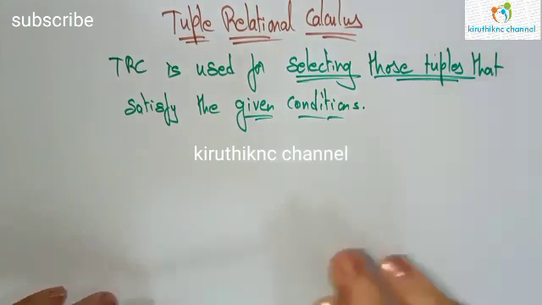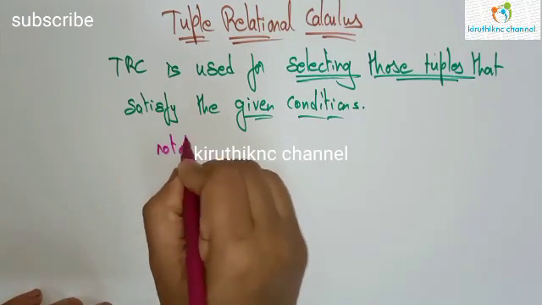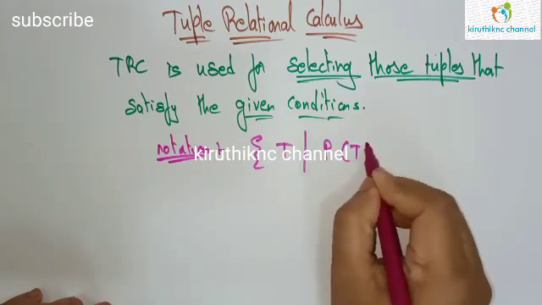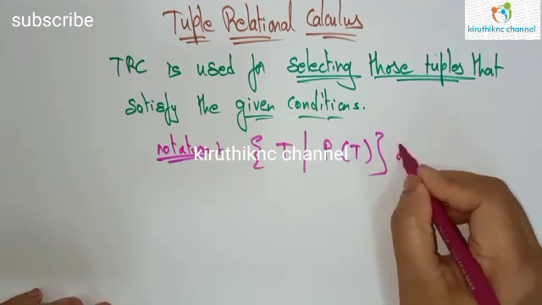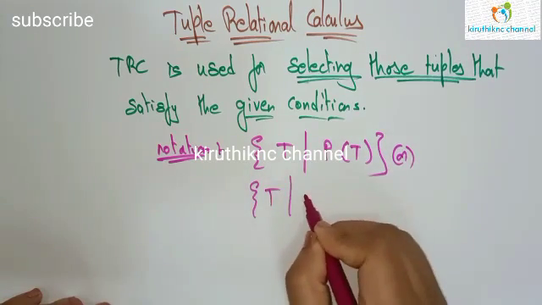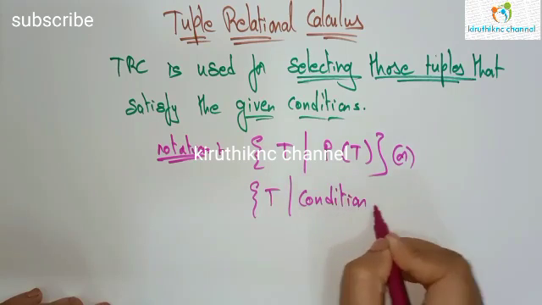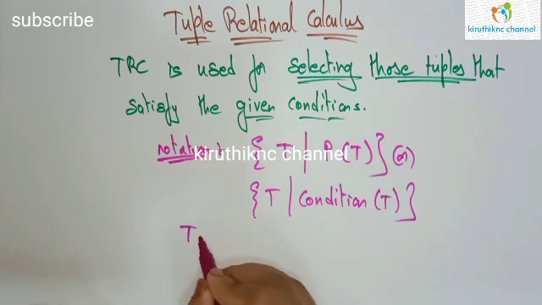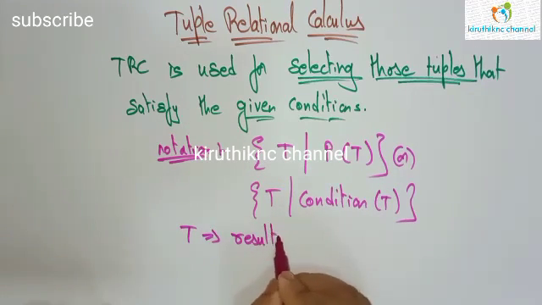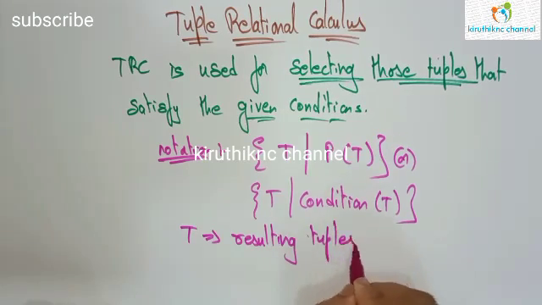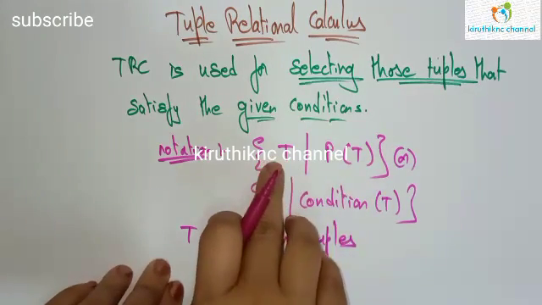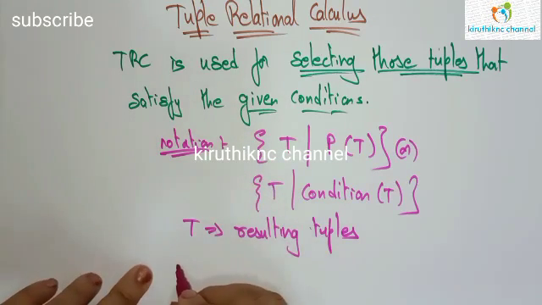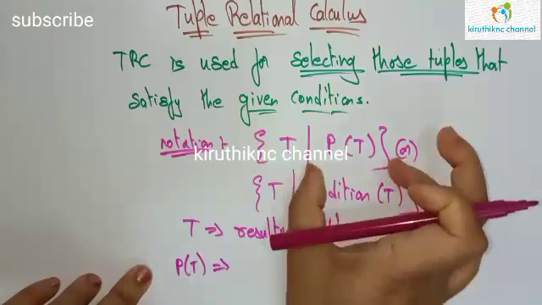Have a look at the notation, how we are going to represent the tuple relational calculus. The notation is simply {T | P(T)}, or you can write it as {T | condition}. P is nothing but the predicate, it's a condition. So what does it mean? Here, what is T? T is nothing but the resulting tuples, that is the resulting rows. Whatever row we need to be displayed, that is T. T is the output, the resulting tuples displayed. And what is P(T)? P(T) is nothing but the condition.